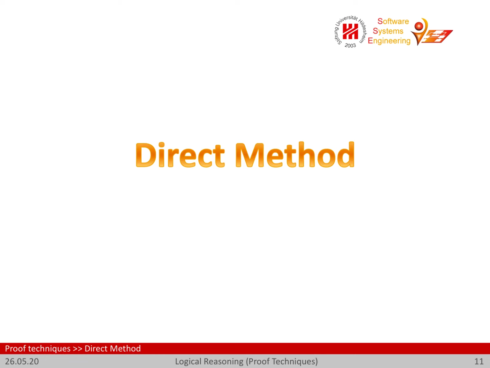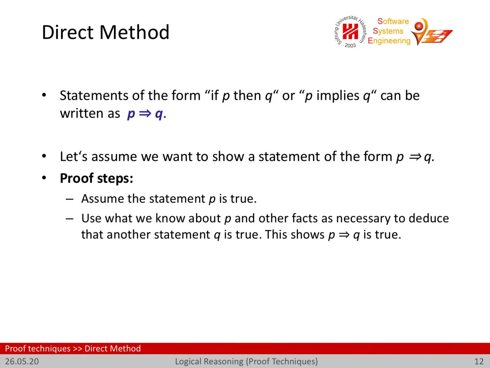As a first method, we will discuss the direct method of proving. It's basically the most simple and straightforward proof technique. This technique aims at proving statements of the form if P then Q, or alternatively we can write if P implies Q, which can be written in this form here, P arrow Q.